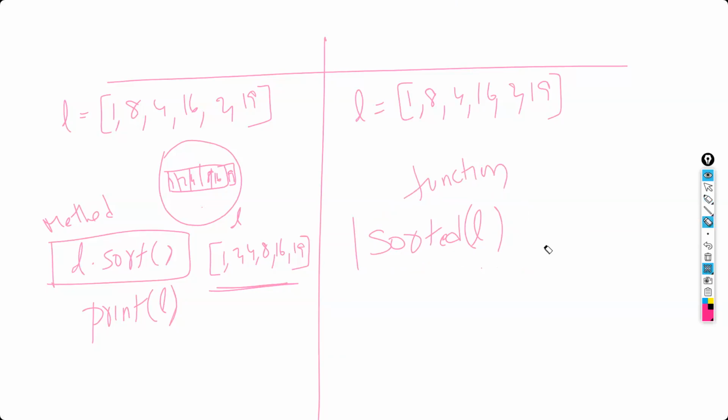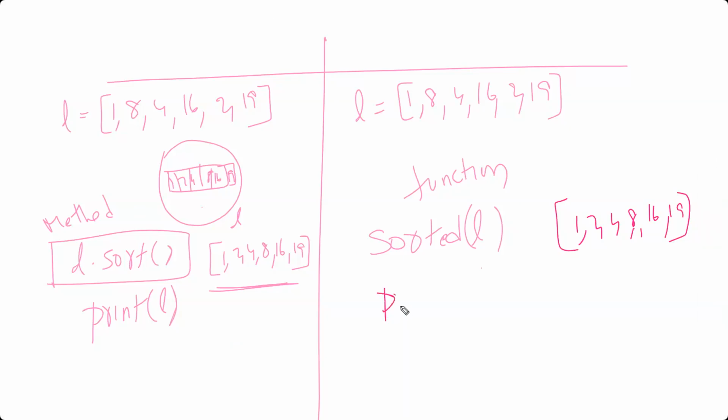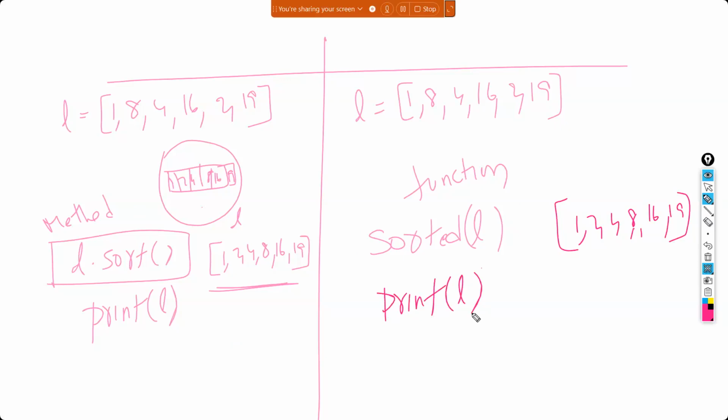Now what is the difference? Here also it is going to do the same. The output of this one is 1, 2, 4, 8, 16, 19. For this one also the output is the same. But will it store or not store? It will not store. Only list methods are stored automatically in the list, not others. Now if you print L, which one will be printed? The original L will be printed, not the sorted one. That is the difference between both of them. One stores automatically, the other does not.